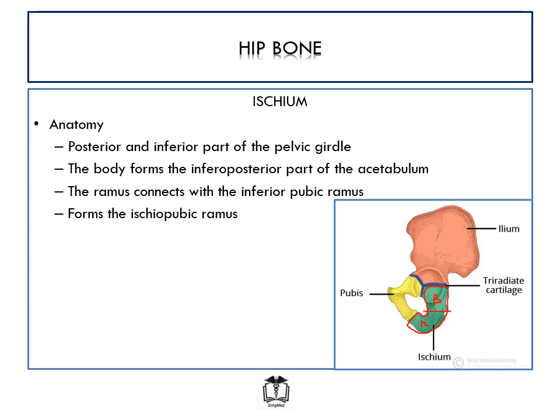And like I said, the ramus is connected to the ramus of the pubis. The connection between the ramus of the pubis and the ramus of the ischium gives rise to what we call the ischiopubic ramus. So the continuation of the ramus of the ischium and the ramus of the pubis together is known as the ischiopubic ramus.